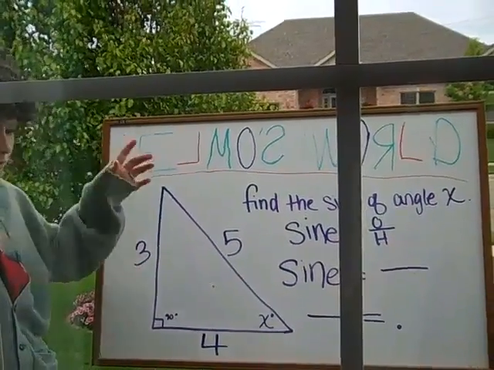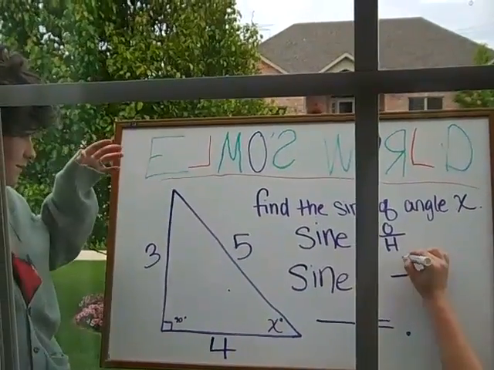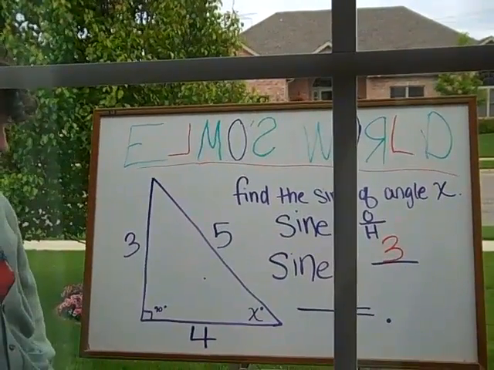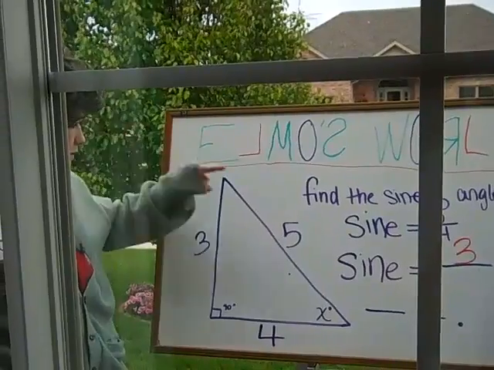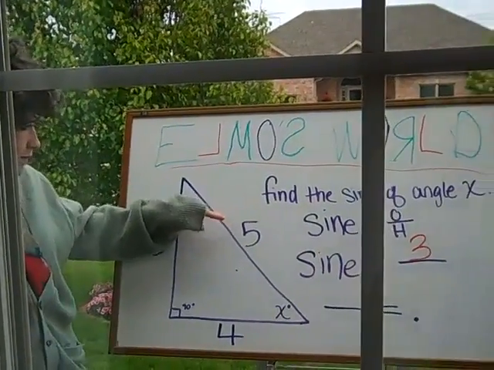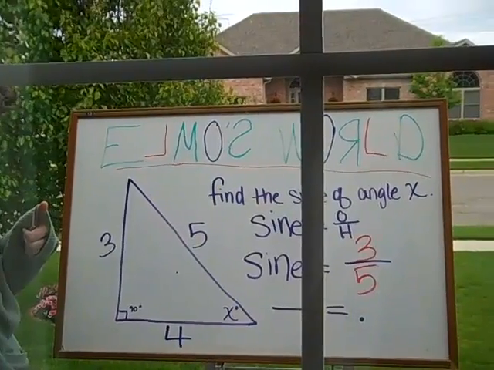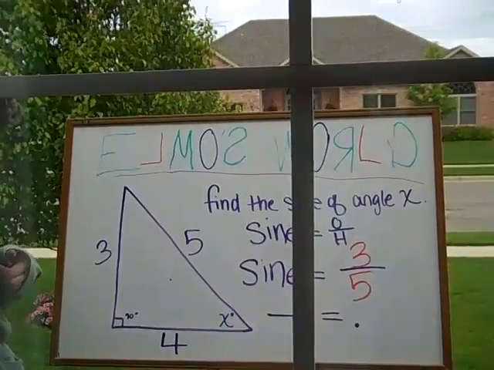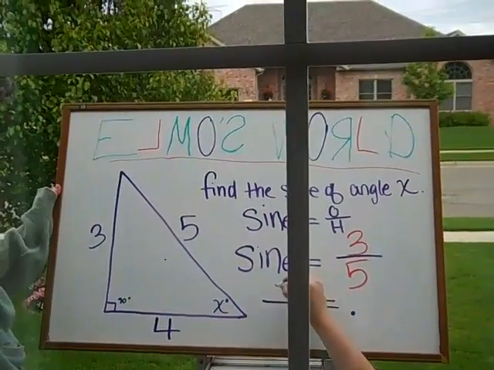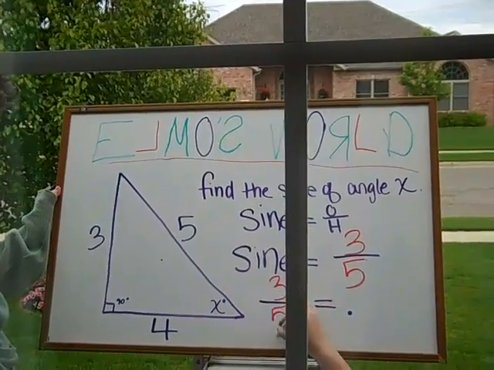There, Mr. Noodle. So 3 goes on the top. Now can you find the hypotenuse? There you go, Mr. Noodle. That goes on the bottom. So the sine of angle x is 3 over 5. And 3 over 5 equals 0.6.